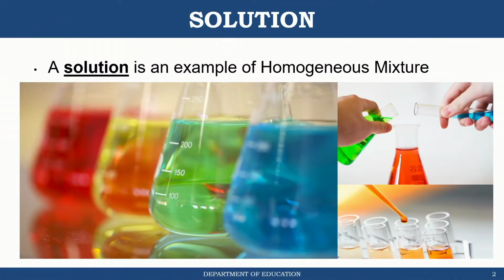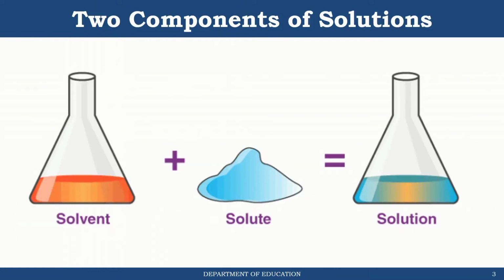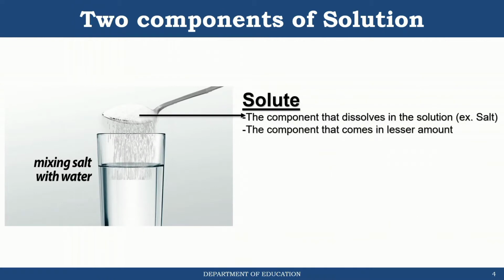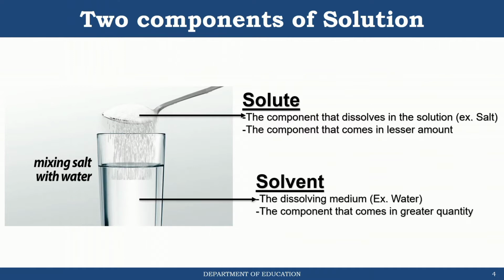A solution is an example of a homogeneous mixture. It has two components, the solute and the solvent. The solute is the component that dissolves in the solution or the component that comes in lesser amount than the other component, whereas the solvent is the dissolving medium or the component that comes in greater quantity.